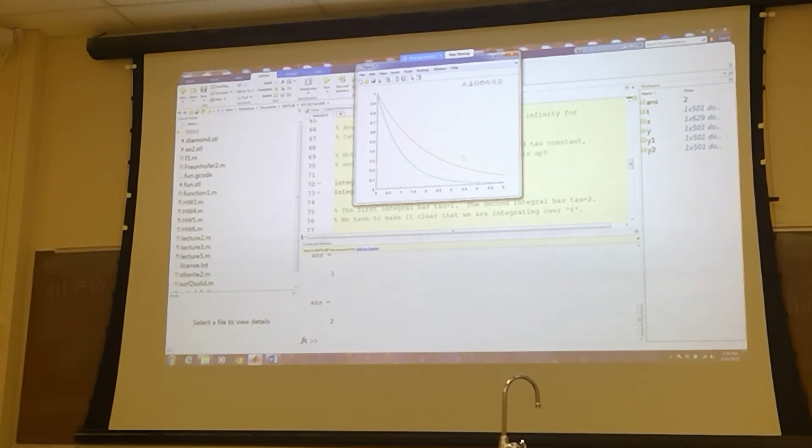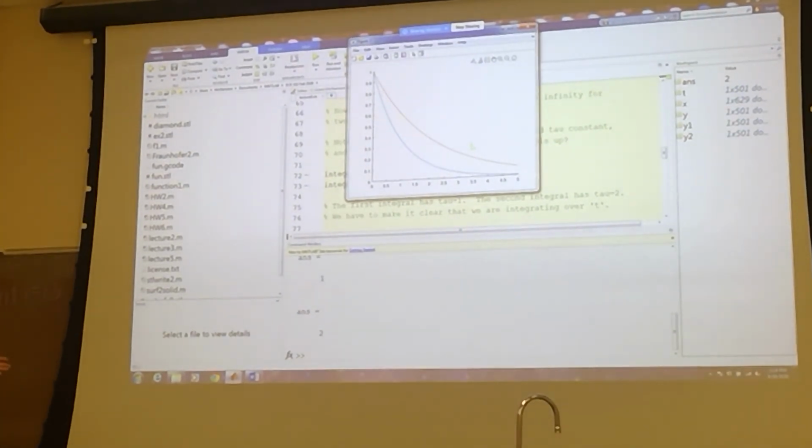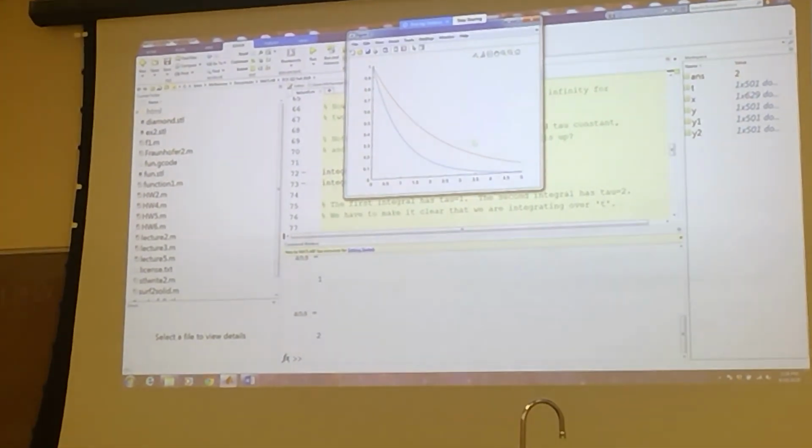I could not have told you that's exactly twice as much. Okay? I mean, if I did the math, yeah, I could work this out. But looking at the two graphs, I couldn't do that. Okay? Turns out to be exactly twice the area under the curve.